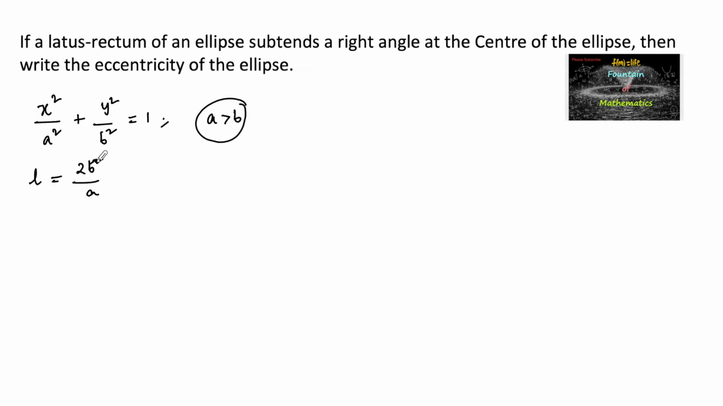The length of latus rectum is 2b square upon a, and eccentricity e is equal to under root of 1 minus b square by a square. So let's take the diagram.